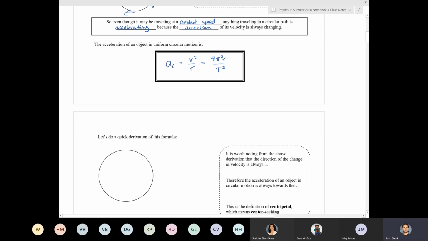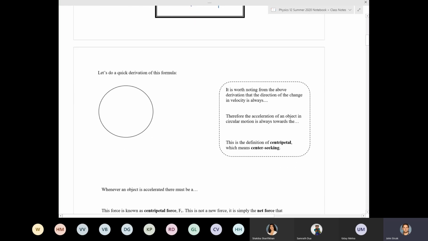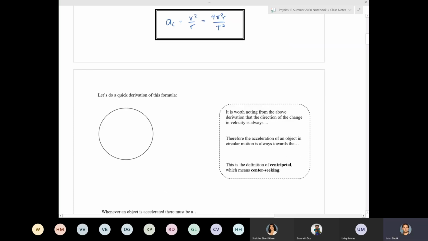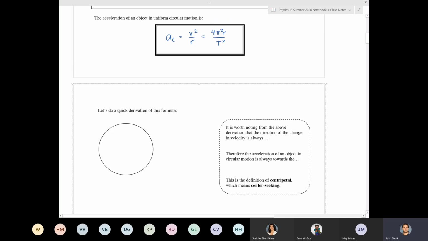Okay, and then for the derivation, maybe... do I want to do it? I don't want to do it. It's confusing, and yeah, don't worry about it.